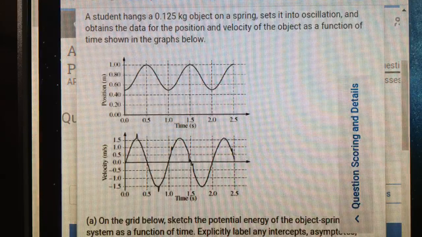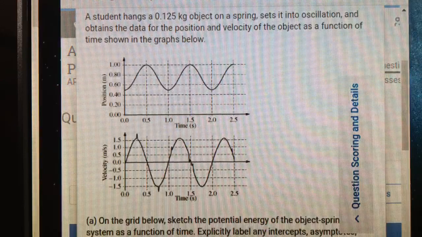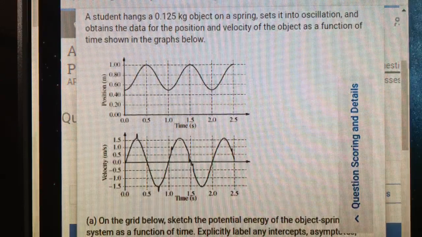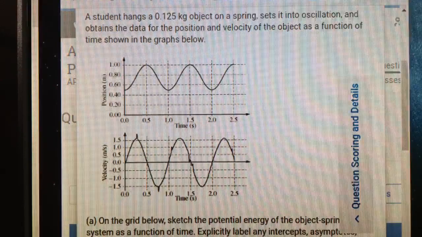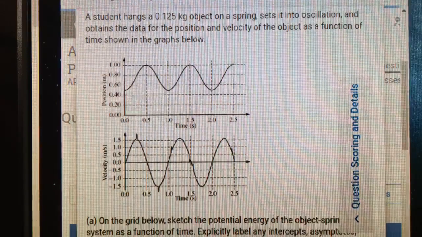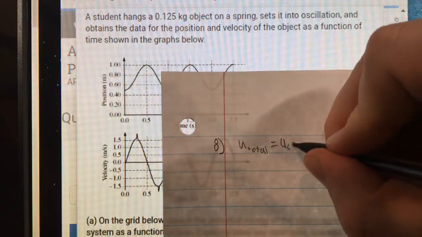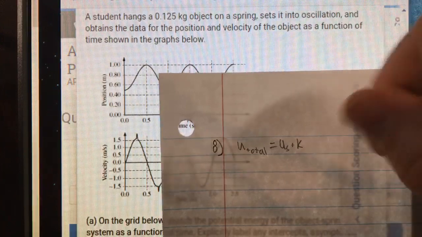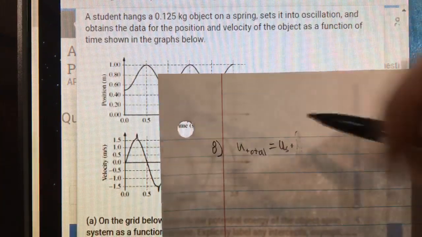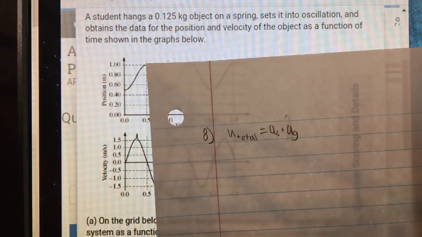All right, so we do have spring potential energy, but what else do we have? We also have gravitational potential energy. So my total potential energy, because we're looking at the spring mass Earth system, is going to be my spring potential energy plus my gravitational potential energy. Now, what's being turned into these? What type of energy do we have that's being converted into these?